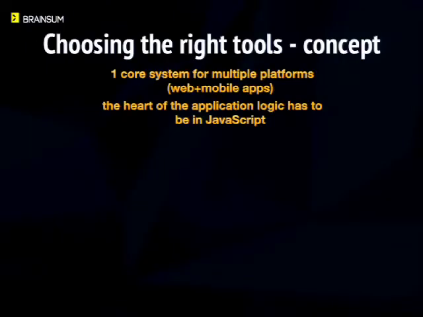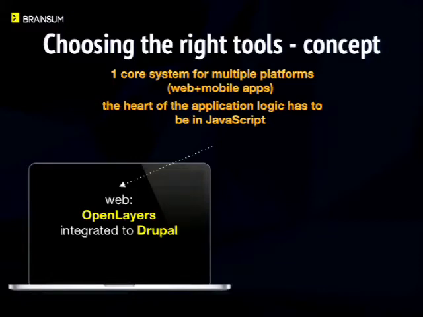And about the concept, in this short time frame, we wanted something to work on every platform. We didn't want to bother with Objective-C or Java on the applications, and the only thing that works everywhere nowadays is JavaScript. So the heart of this application is written in JavaScript, which works well on the desktop with a great OpenLayers library, which is also really greatly integrated to Drupal. The Drupal OpenLayers module is really great.